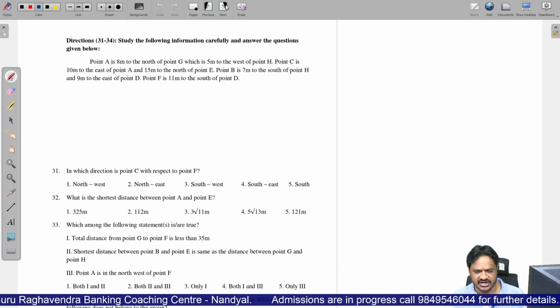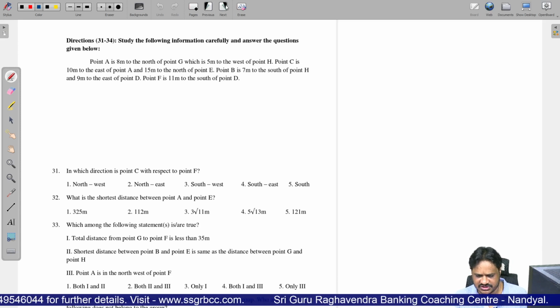This is related to distance cum direction. Point A is 8 meters to the north of G, which is 5 meters to the west of H. C is 10 meters to the east of A and 15 meters to the north of E. B is 7 meters to the south of H and 9 meters to the east of D. F is 11 meters to the south of D.